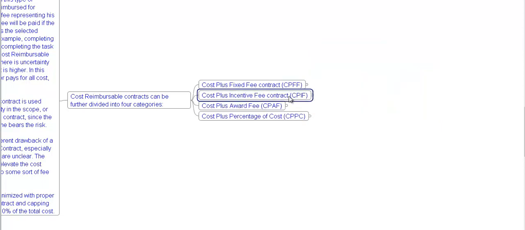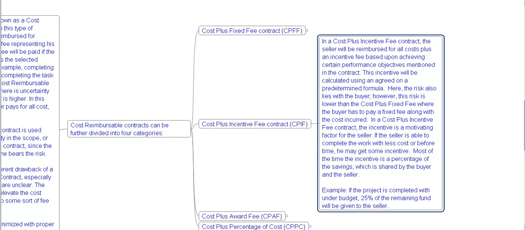Now let's see cost plus incentive fee contract, CPIF. In cost plus incentive fee contract, the seller will be reimbursed for all the cost plus an incentive fee based upon achieving certain performance objectives mentioned in the contract. This incentive will be calculated using an agreed on predetermined formula. Here the risk also lies with the buyer. However, this risk is lower than the cost plus fixed fee, where the buyer has to pay a fixed fee along with the cost incurred.